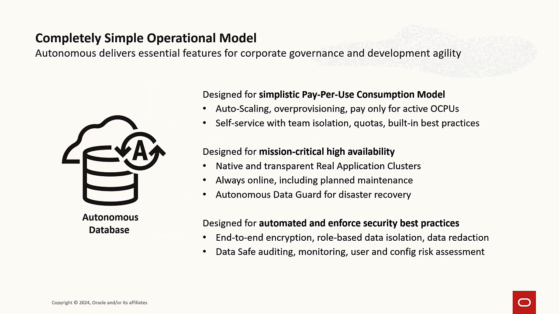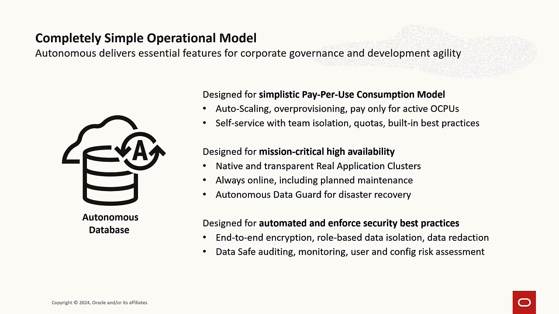So with the wrap up, you have a really easy, convenient design with a pay-per-use consumption model with machine learning and auto scaling built in. That way you're only going to be paying for active OCPUs. There's self-service with team isolation, quotas, and a lot of built-in best practices. It's designed for high availability. You're going to have native transparent real application clusters, always online, even for maintenance, and autonomous data guard, which is just a low code, really easy to set up way to make sure that you have disaster recovery.